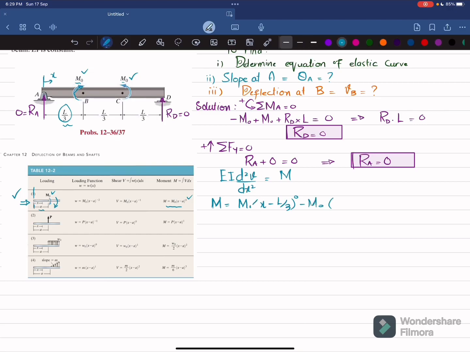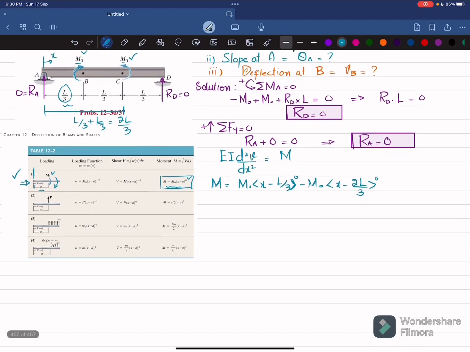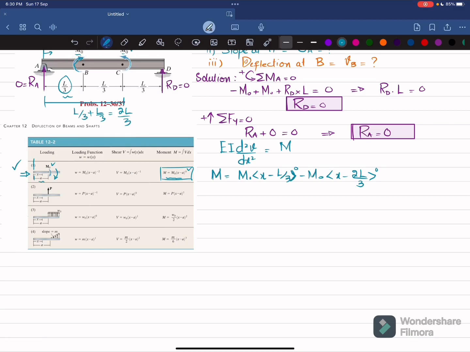Remember, this is not a parenthesis, this is a Macaulay bracket. So m0 into x minus A. Now for this m0, A will be equal to 2L by 3, because L by 3 plus L by 3 will give you 2L by 3. So A will be replaced with 2L by 3 and the power will be 0, because this is given in this formula. So this is your moment equation. If you simplify it, you will get the same equation. Let this be equation number A.